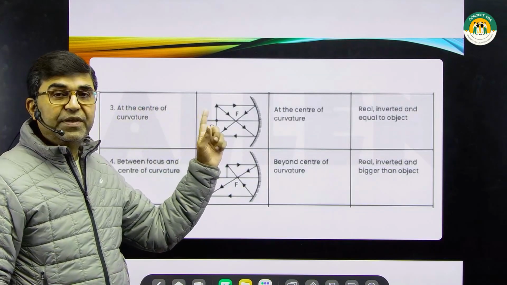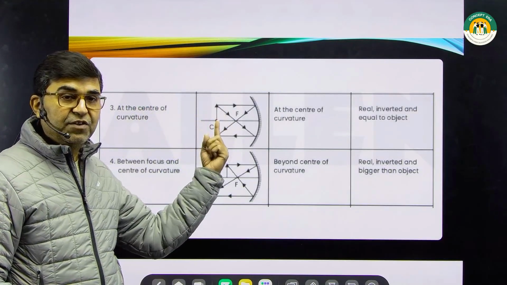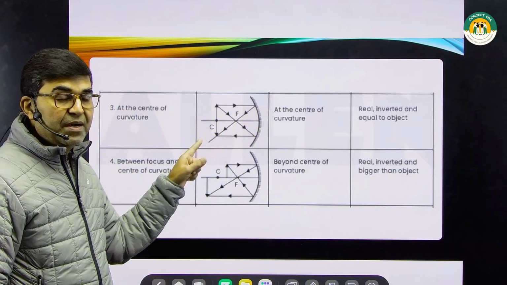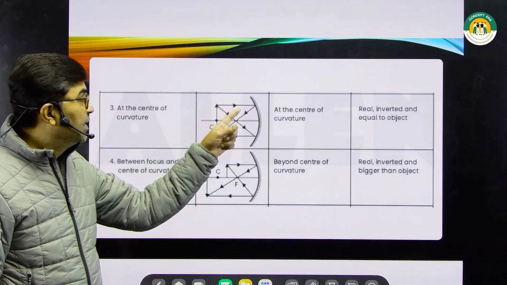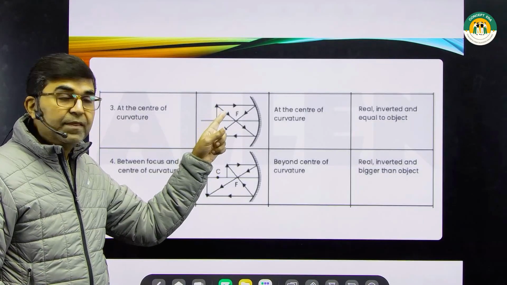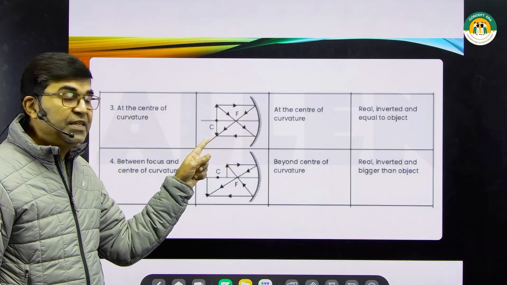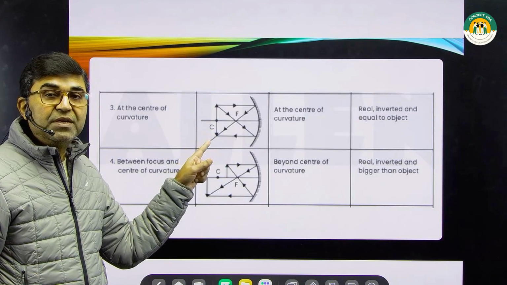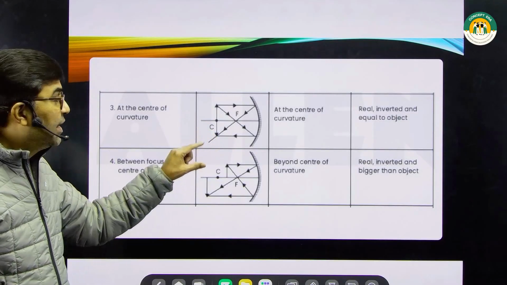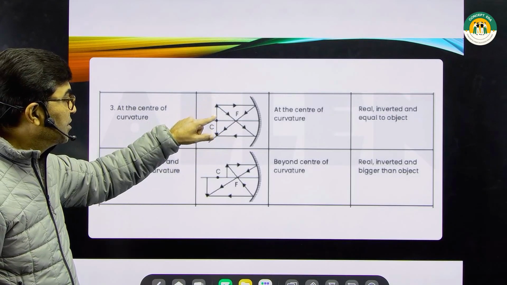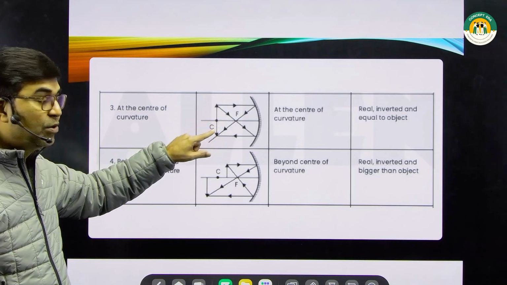Third case, when the object is placed at the center of curvature. In this case also, we will follow the same pattern and we would see that the image is also formed at C. The reflected rays are actually meeting, so we will say that the image formed is real, inverted and the same size as the object, because the object is placed at C and the image is also formed at C.